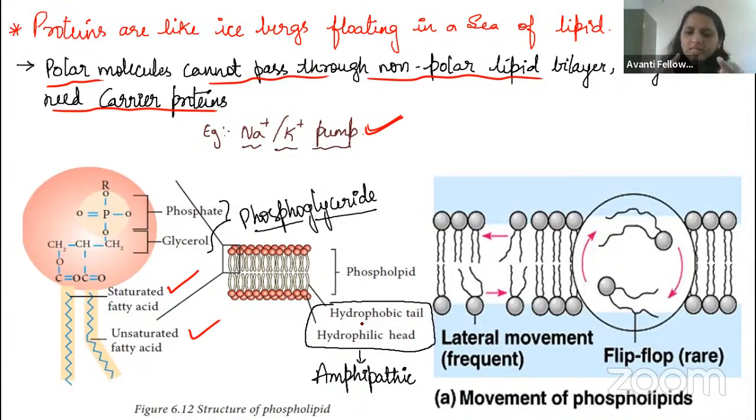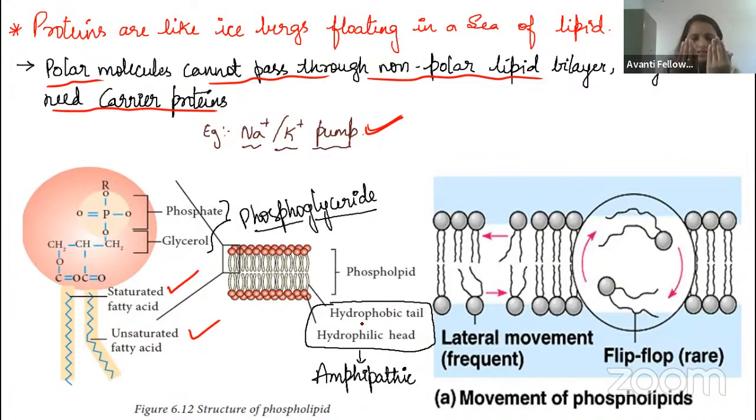In the plasma membrane, the lipids will show two types of movement, guys. One movement we call the flip-flop movement. For example, if you see from here, the lipids are there like this, and it will flip. This flipping we call the flip-flop movement. And another is like this.